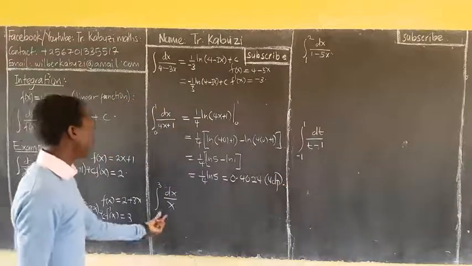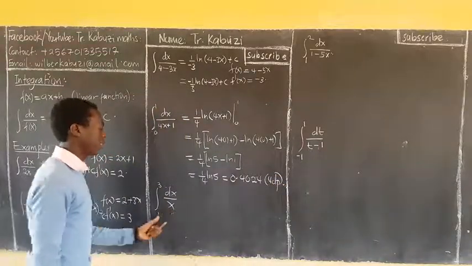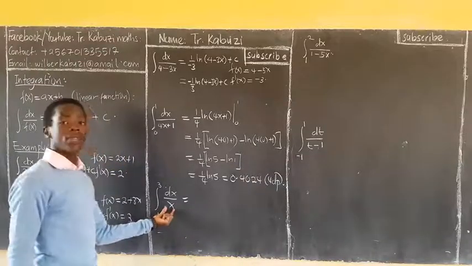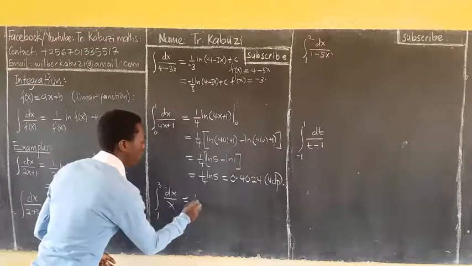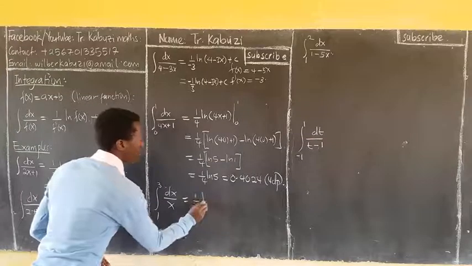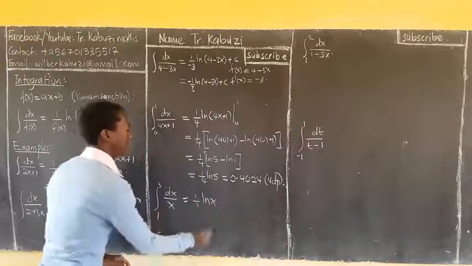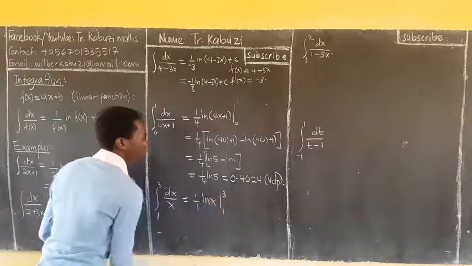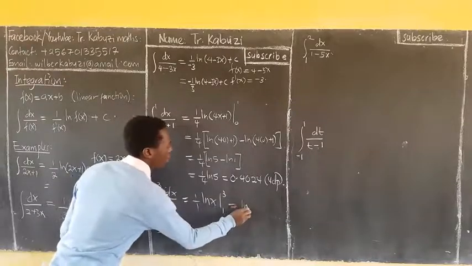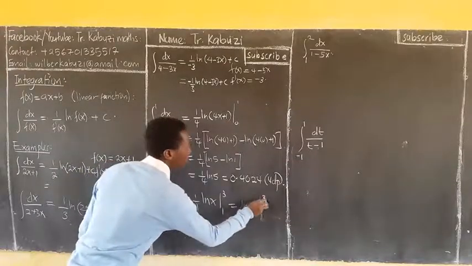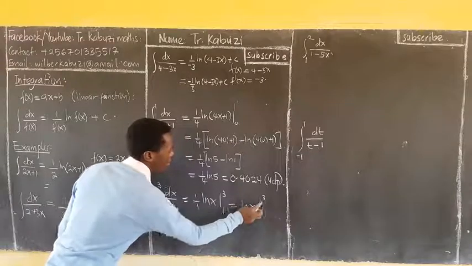Now when I come to this, our f of x is this. When I differentiate this, I get 1, which is 1 over 1, then natural log of that function. It's definite from 1 to 3, which will be now natural log of x from 1 to 3. We substitute the upper limit first.